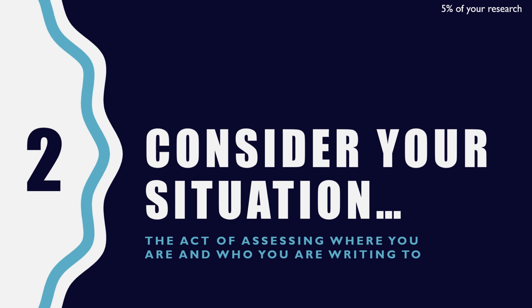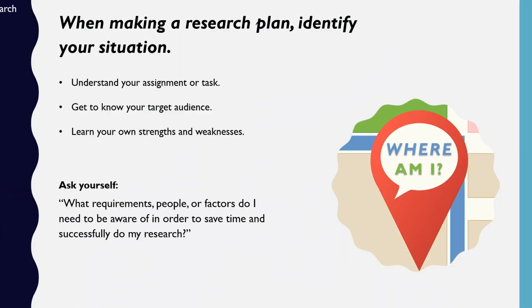Now that you understand what to consider when planning ahead, consider your situation, the act of assessing where you are and who you are writing to. When making a research plan, identify your situation. Understand your assignment or task. Figure out what expectations, requirements, or guidelines pertain to your writing project and know them thoroughly.